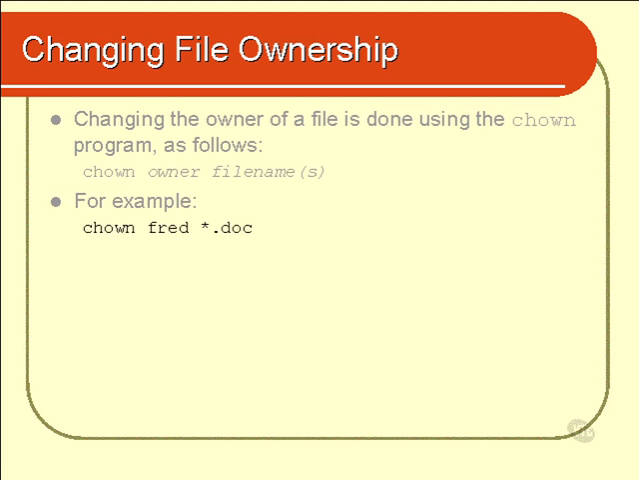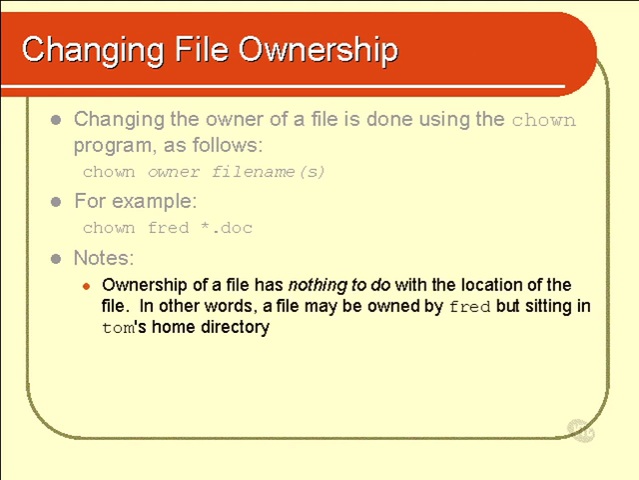Very simple to do. Let's just examine some important things that we need to keep in mind when we're doing that. Firstly, the ownership of the file has absolutely nothing to do with the location of the file. In other words, a file may be owned by Fred but sitting in Tom's home directory. Let's have a look at an example of that.